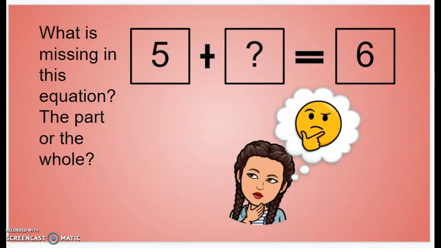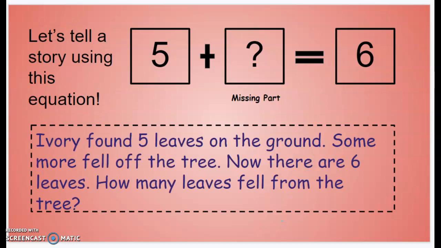Now, let's try this. What is missing in this equation? Is it the part or the whole? If you said that it's the missing part, you are correct. Now, I want to tell a story using this equation. 5 plus something equals 6. So I know that it's a missing part.